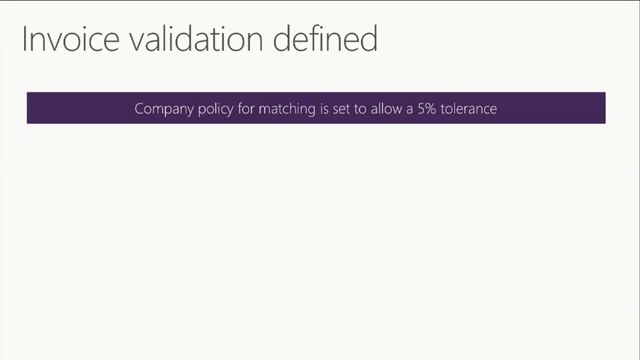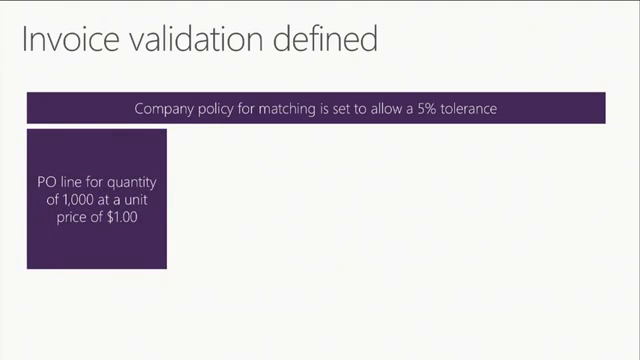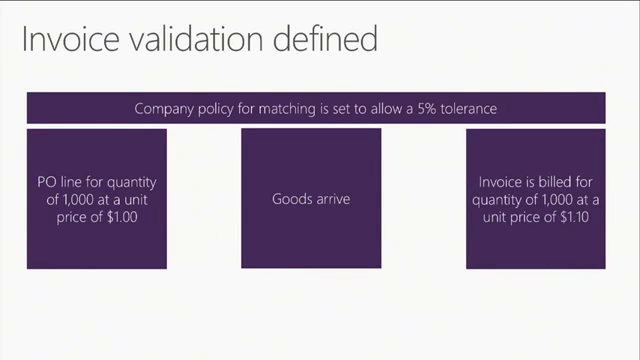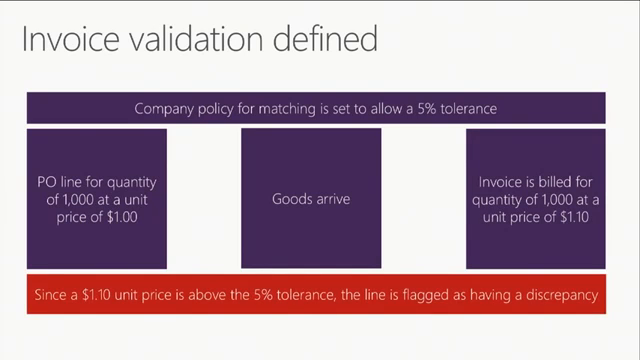But let's just go through a quick example. Let's say that you have a company matching policy set to allow a 5% tolerance. So if prices are above that 5%, you want to be noted. Let's assume you have a PO with a quantity of 1,000 at a unit price of $1. Goods arrive, but when the invoice arrives, let's just say that now it's $1.10. So there's been a price discrepancy. Because of that matching tolerance of 5%, anything up to $1.05 would have been fine, but since $1.10 is above that 5% tolerance, that line will be flagged in Dynamics AX as having a discrepancy.